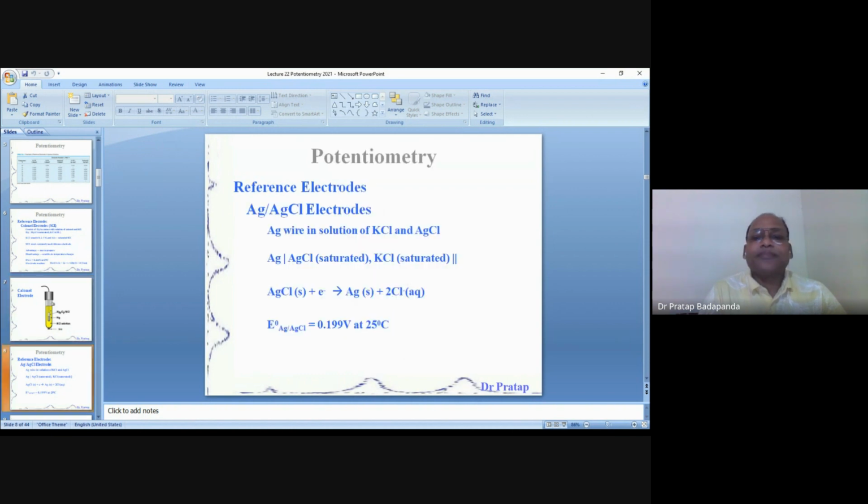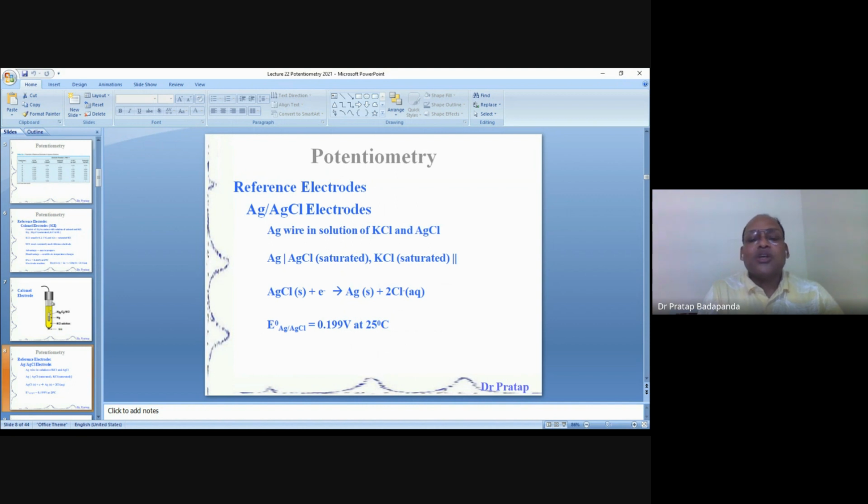Okay. Next. Potentiometry, the reference electrode. Another one is the silver, silver chloride electrode. Silver and silver chloride electrodes. Silver in a solution of KCl or AgCl. You have to take the KCl or potassium chloride or silver chloride in a test tube or some container, and you put the silver wire into it. Silver and silver chloride, saturated KCl.